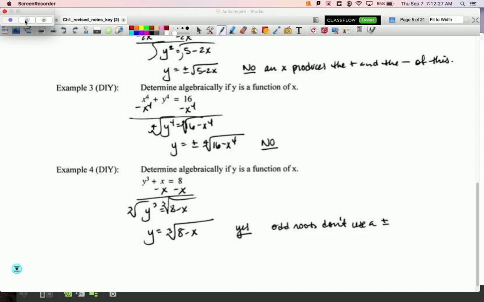Then the next one, number 4, move the x to the other side, cube root. Here, the power of 3 is odd, so we don't have to worry about plus or minus. And if you would graph this thing, it's a little bit of a sideways S-shaped curve, and you're going to be able to graph it and show that the vertical lines are fine. So it is a function.